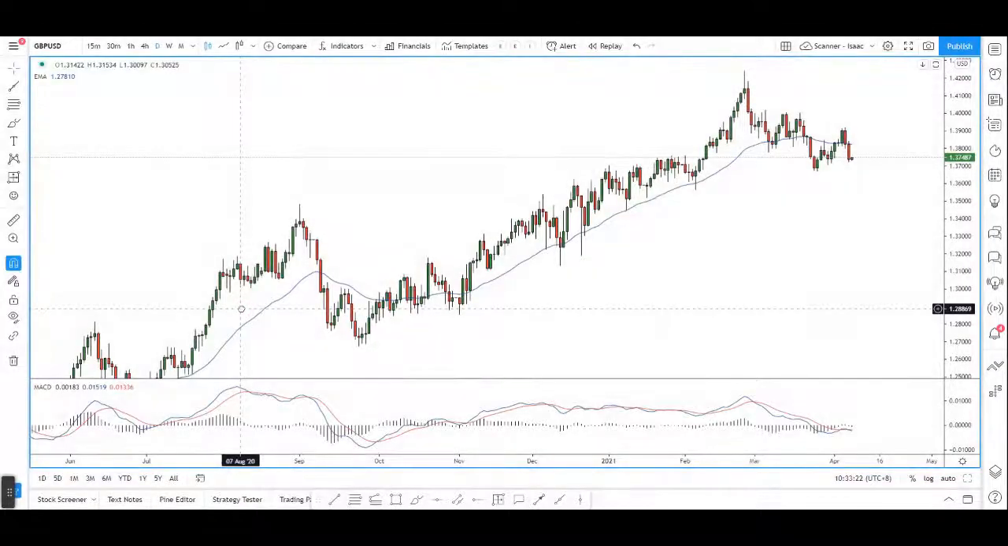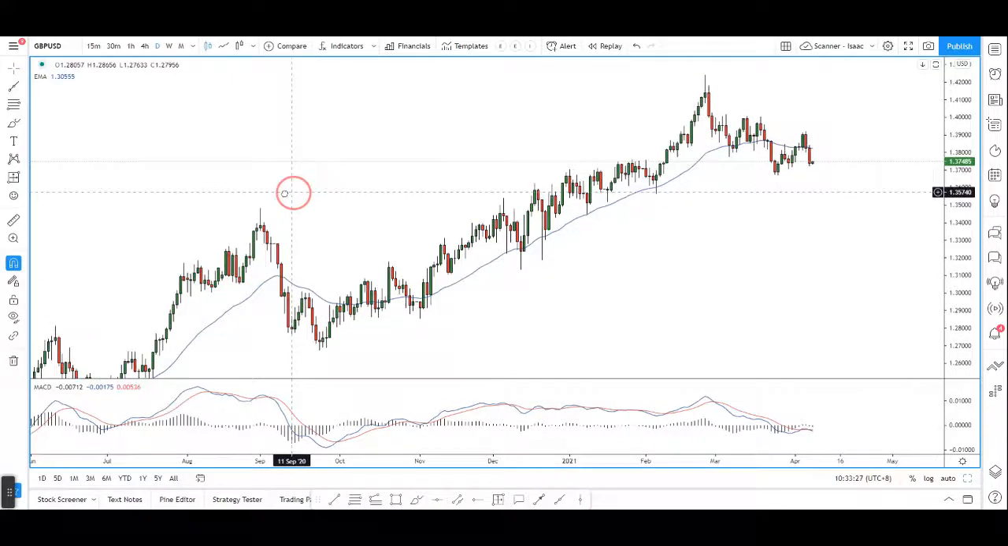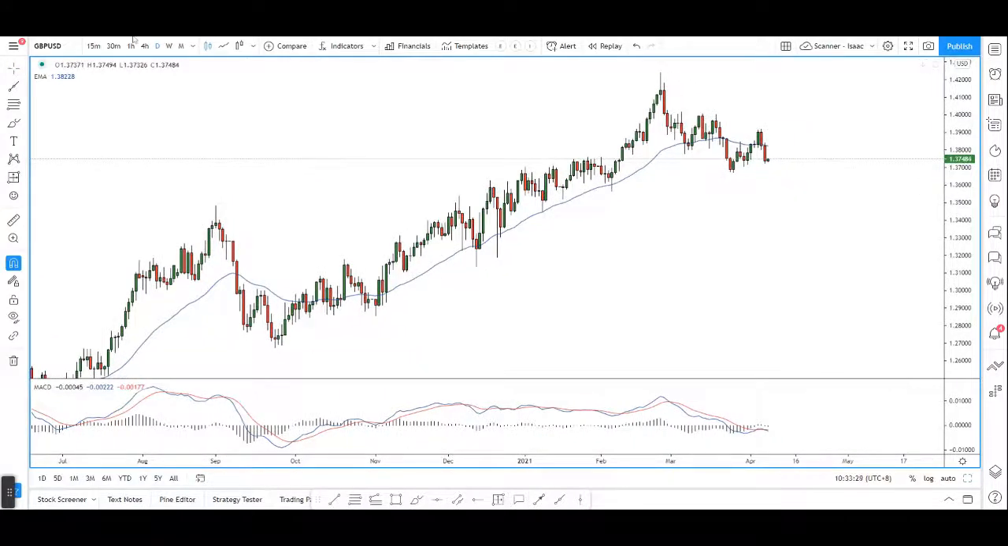Hi everyone, welcome to today's trade of the day, and for today's trade of the day we will be looking at the pound dollar. So the pound dollar, this is what we see on the daily chart.